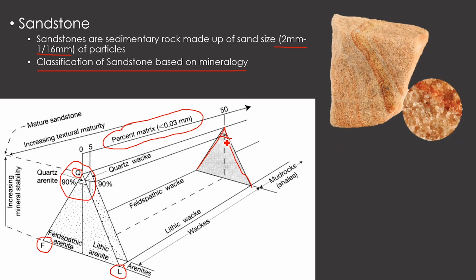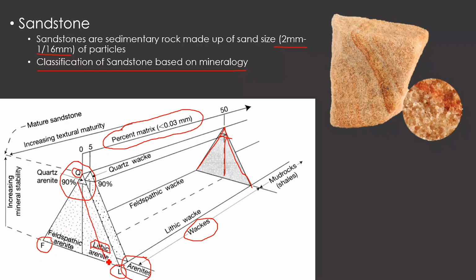So here also there is a similar kind of classification, but we use the term wacke, where at 0 to 5% matrix we use the term arenites. So when I use the term arenites, it indicates lithic arenites. What is a lithic arenite? Lithic arenite has a higher percentage of lithic fragments, and a minimum percentage of quartz. Oh, sorry, it will have 0 to 90% of quartz. So that way it will vary.